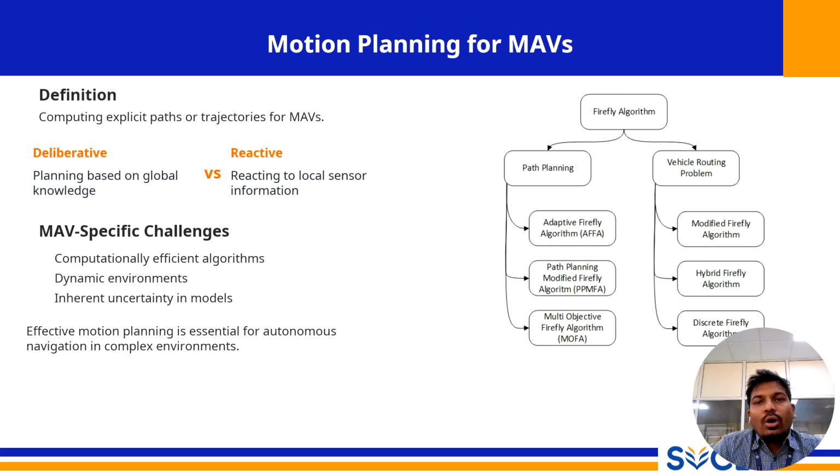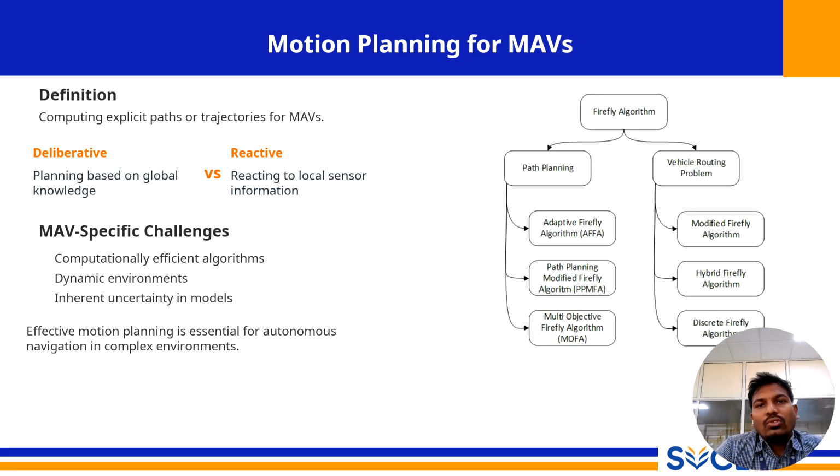There are broadly two philosophical approaches to this problem. The first is deliberative planning, which is planning based on global knowledge. This is like using a detailed map to plan an entire journey before you start. The algorithm has a complete picture of the environment and can compute a globally optimal path.